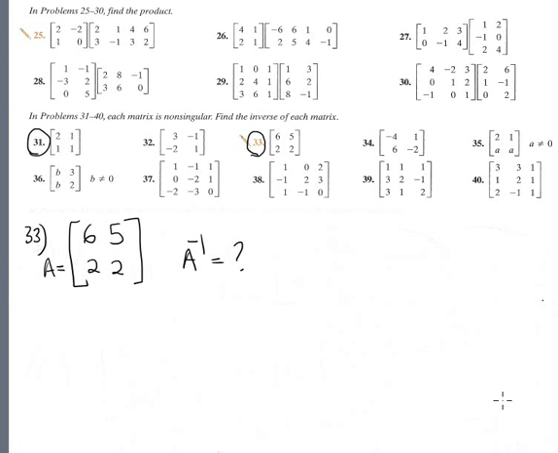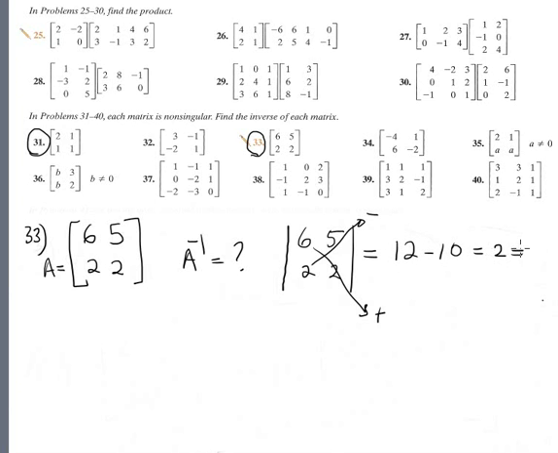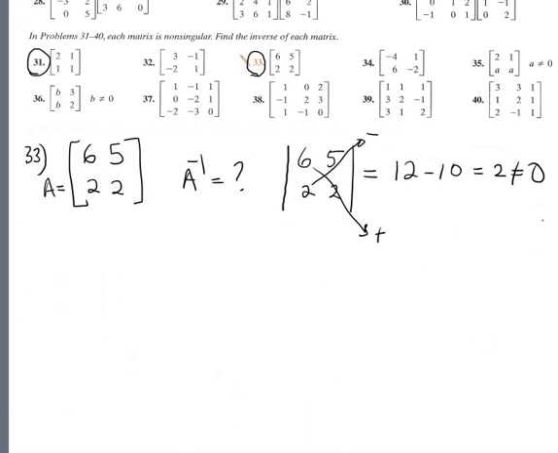Okay, 33 again. Determine if the matrix is non-singular and find the inverse matrix. First of all, I need to compute the determinant of the matrix. In this case, multiplication this and multiplication that. This is 12 minus 10, which is 2. And 2 of course is different to 0, so it's non-singular. The matrix, the inverse matrix exists.